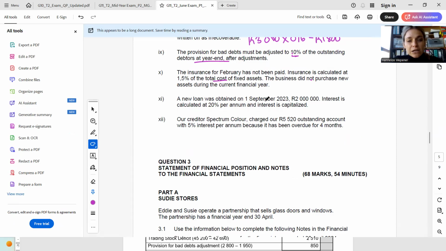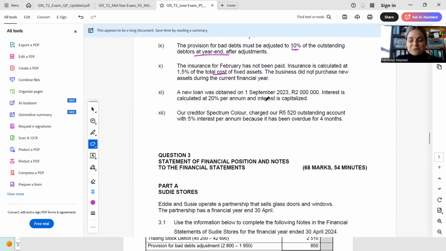Okay. Second last one. A new loan was obtained on the 1st of September 2023. So remember, your financial year runs from the 1st of March 2023 up until 29 Feb 2024. So somewhere within your financial year, September, October, November, December, Jan, Feb. I can't even count anymore. So 6 months in your current financial year, you had this new loan of 2 million rand.